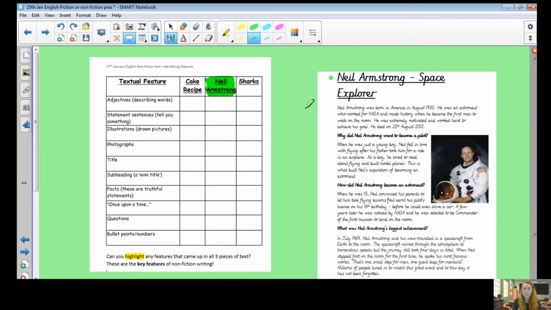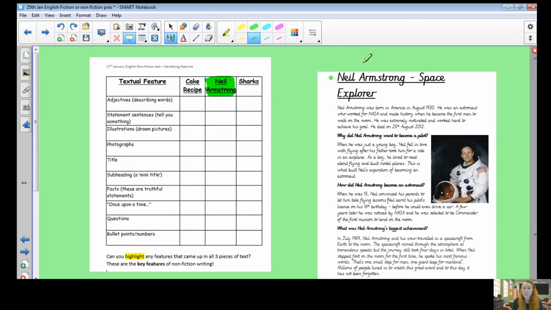What I am going to do, first of all, is to have a read of my Neil Armstrong piece of writing. So I'm going to read out just a little bit of this, but you're going to read it all at home. I'm not expecting you to read it yourself. I would really appreciate a grown-up helping you read this. The reading part today is not the important bit. It's about spotting the features and identifying them within the writing.